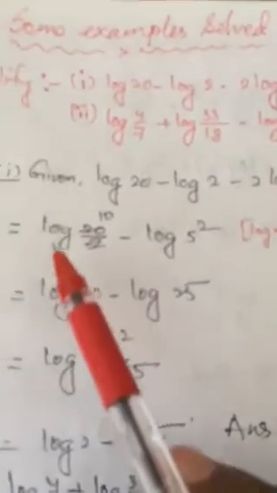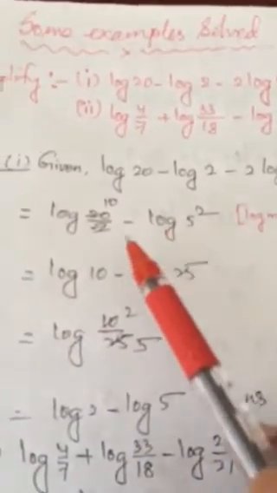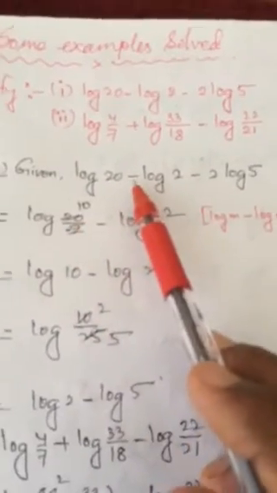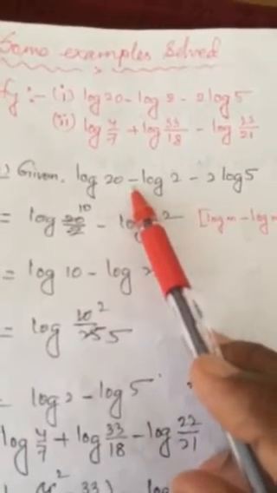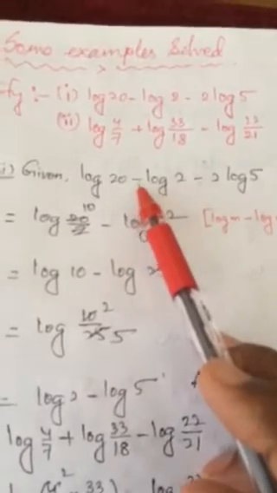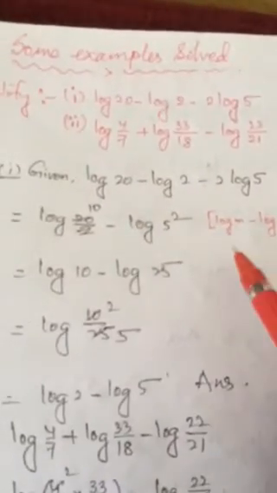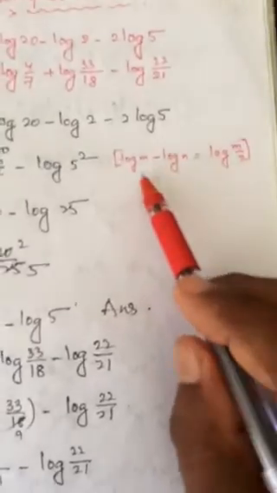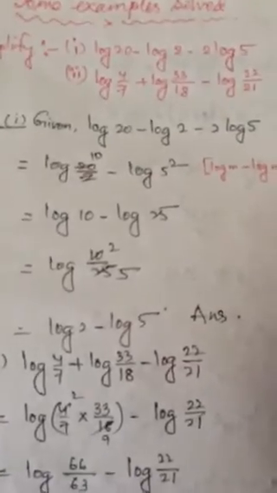Okay, now you see here, this is equal to log... I have already told you that minus changes into divide. Minus changes into division. This is called the quotient law. We have already learned that log m minus log n equals log m by n. This is the quotient law. So the same law is used here.